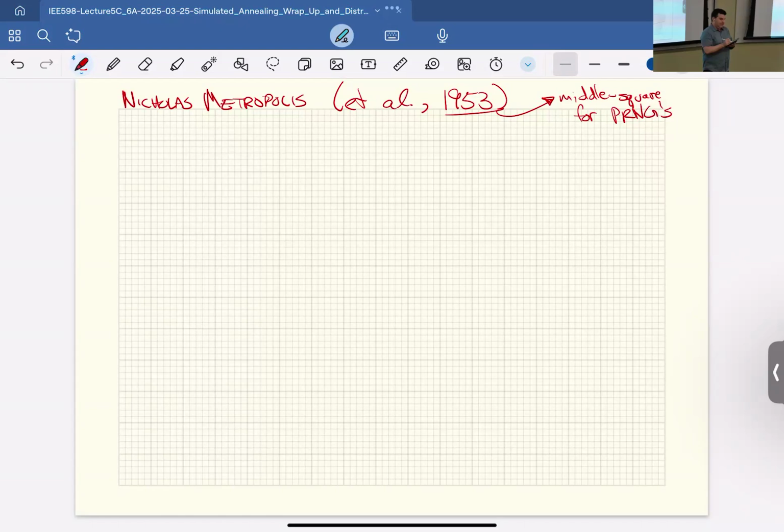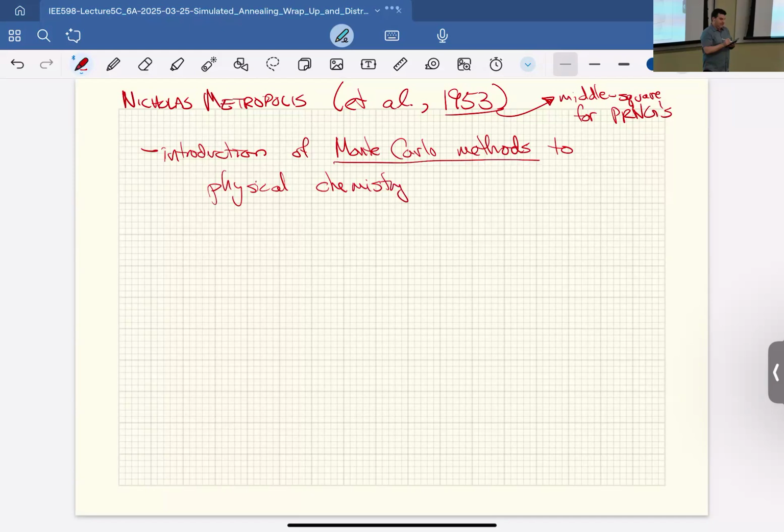And so this was an introduction of Monte Carlo methods to physical chemistry. And what do we mean by Monte Carlo methods? This is probably all review for masters and PhD students, but I mean, a Monte Carlo method.